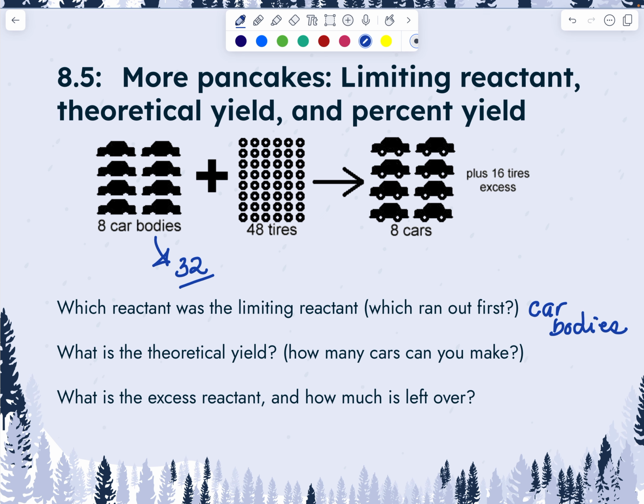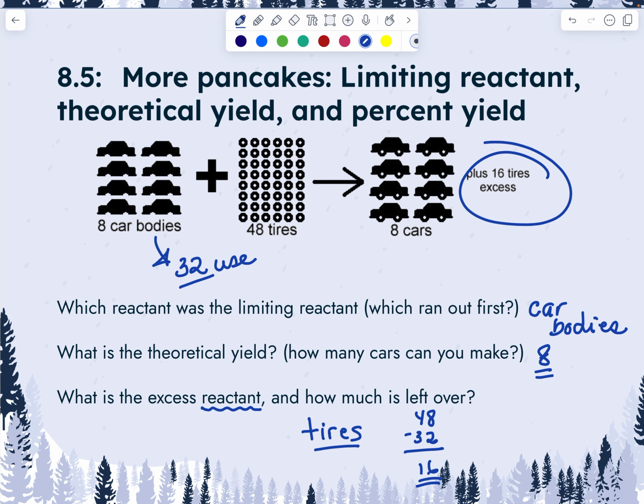The next question is, what is the theoretical yield? So this is how many complete cars can you make? And that's 8 complete cars. What is the excess reactant? The other reactant was tires, right? So that's the one that is the excess reactant. And how many are left over? Well, I figured out that I would use 32, and I started with 48. So if I take 48 and subtract out 32, I get 16 leftover tires.